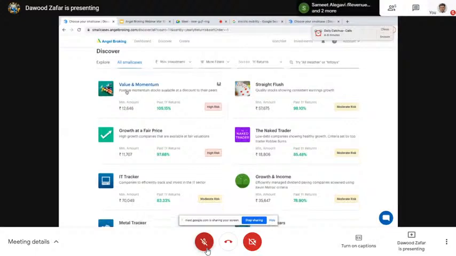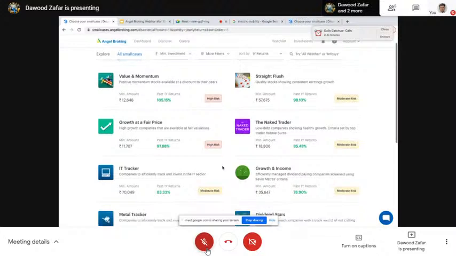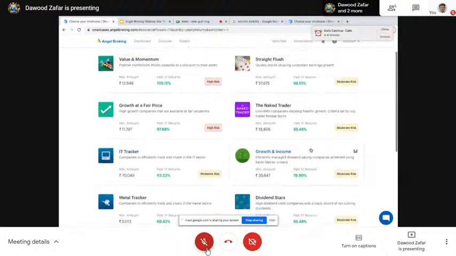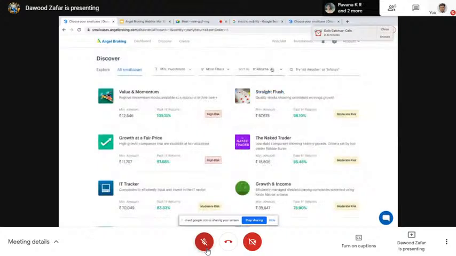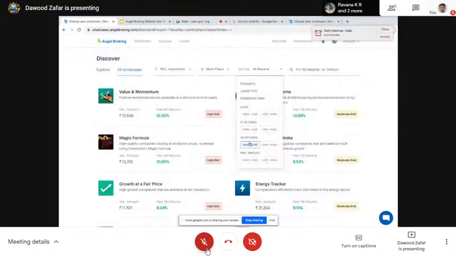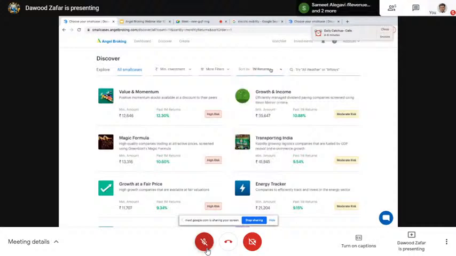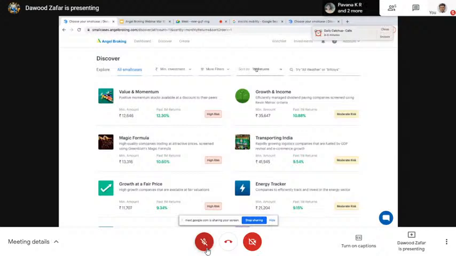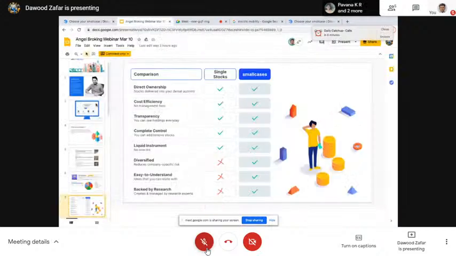In the last 1 year, value and momentum has given 1,105%. It is actually great. If you look at IT tracker, 83%, growth and income, 79%, right? So you can filter on 1 year returns, on 1 month returns, and investment amount as well. So there are super clean filters over here. Even a basic guy, if he comes to invest, will go out with a clear thought. So this is the first filter. Let me go back to the comparison and come to the demo.